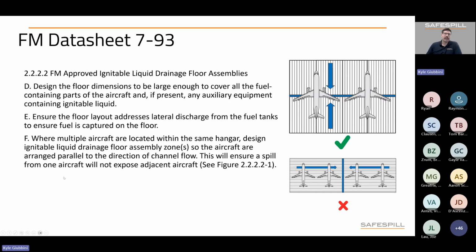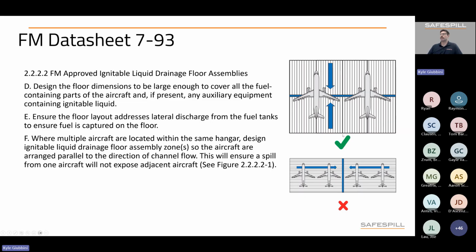FM datasheet 793 uses very similar methodology to NFPA 409, using the same small aircraft versus large aircraft distinction, using 200 gallons per minute for small aircraft, 400 gallons per minute for large aircraft. And it says essentially the same thing. Design the floor dimensions to be large enough to cover all of the fuel-containing parts of the aircraft and address lateral discharge from those fuel tanks. FM provides slightly more guidance in terms of trench arrangements, which we'll discuss a little bit further later in the presentation. But essentially what it says, and it provides this graphic, arrange trenches so that if you have a fuel spill, it does not flow under an adjacent aircraft on its way to the trench.